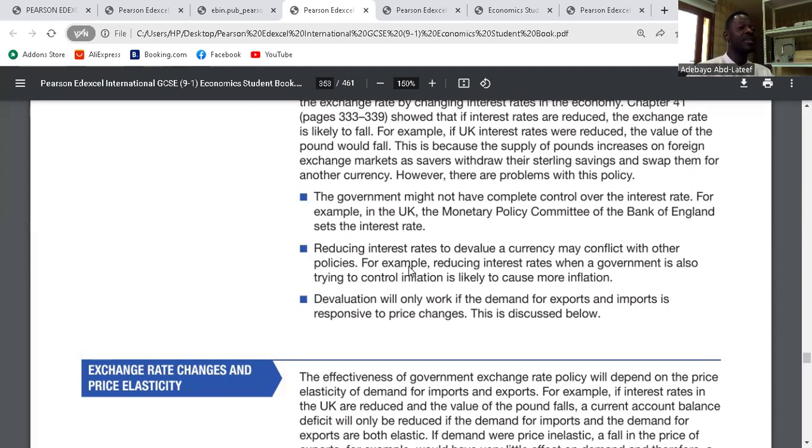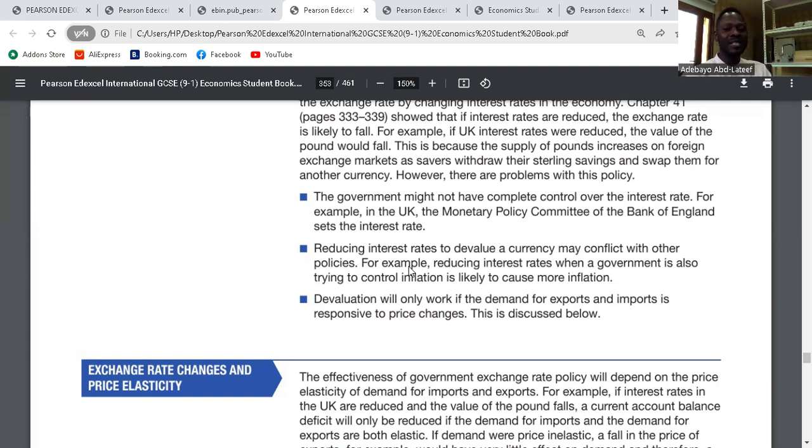Another problem about depreciating the value of the country's currency is that it could conflict with other government macroeconomic objectives, like inflation. The government of a country would want to maintain a stable price, which means it wants inflation to be stable. If that has to happen, reducing the interest rate would definitely increase demand.